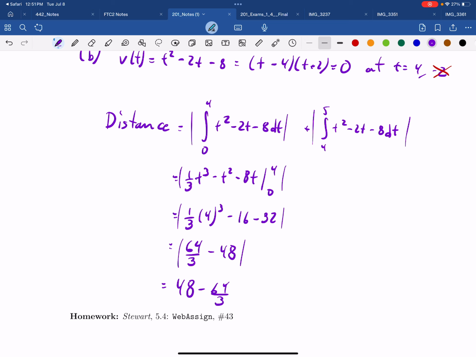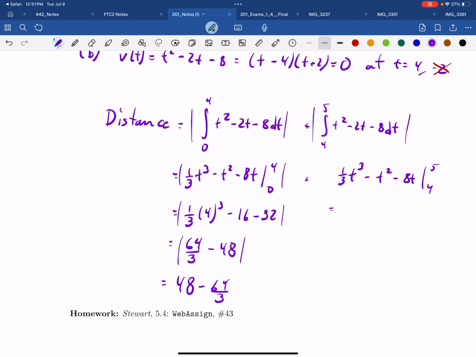Meanwhile, this equals, and this probably will be positive, just the way that these curves tend to work. But let's just make sure. This is going to equal 1/3 times 5 cubed minus 5 squared minus 40, minus 1/3 times 4 cubed minus 4 squared minus 32. Now it's going to be a little bit close. Let's see what we get here.